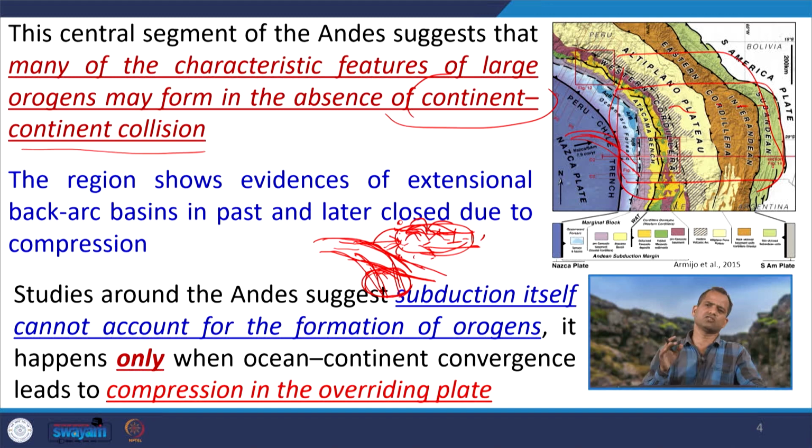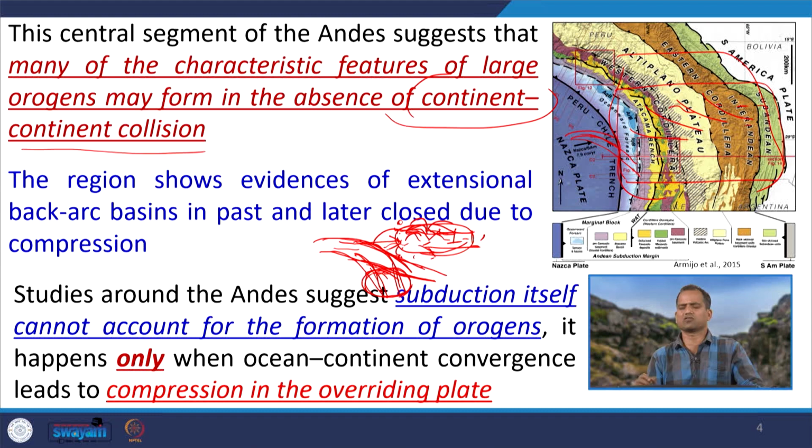So, the basins which were earlier formed due to back arc extension are now crumpled, squeezed and closed, and finally there are thrustings. They are overthrusted above one another. So, that is the peculiarity of the central Andes compared to the northern and southern parts.